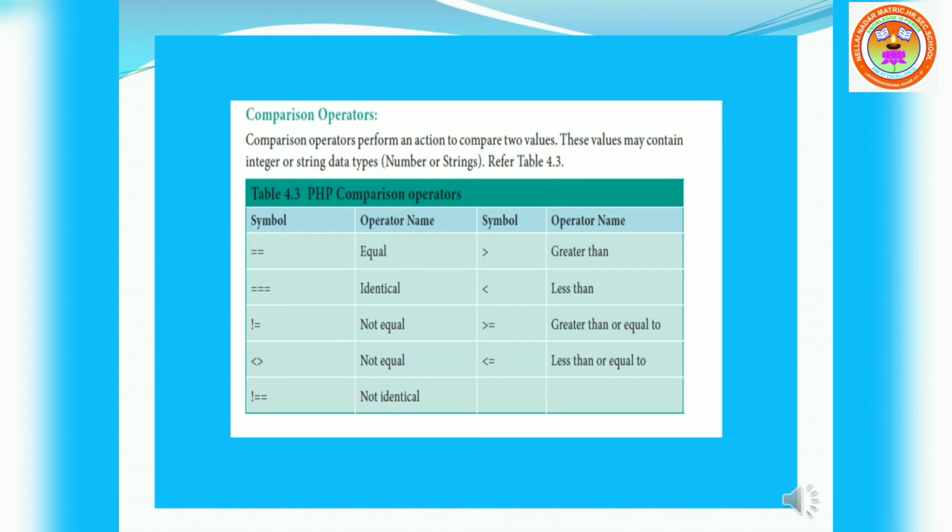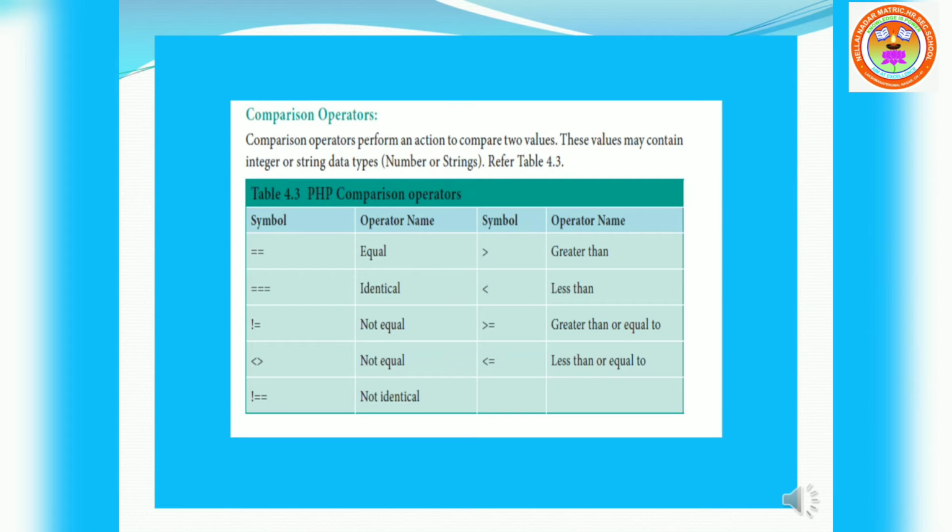Comparison operator. Comparison operators perform an action to compare two values. These values may contain integer or string data type. String means word. How is this word compared? By ASCII value. Whenever we are going to compare capital ABC and small abc, capital ABC will have some ASCII value which is different from small abc. It will subtract and find out ASCII value of first character of first string, which will be compared to ASCII value of first character of second string.